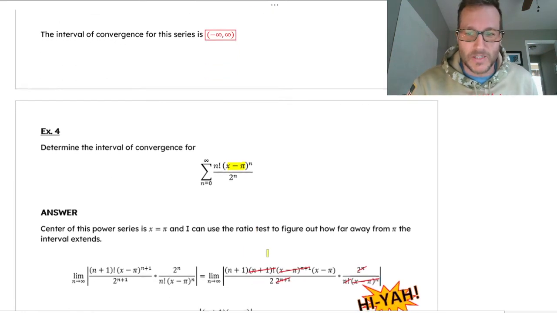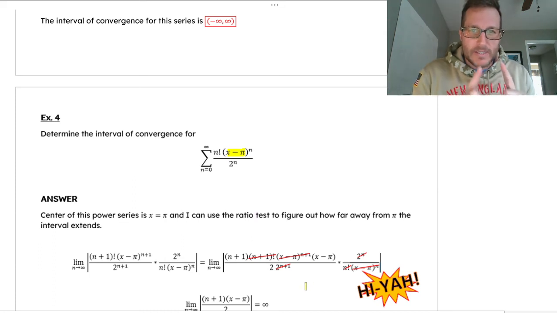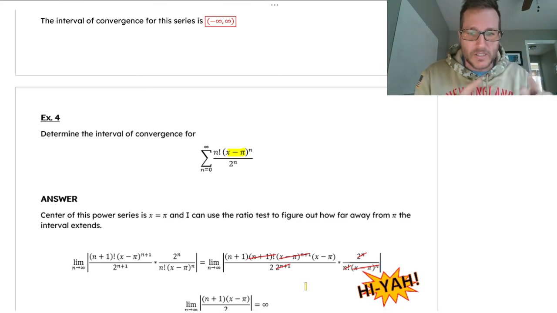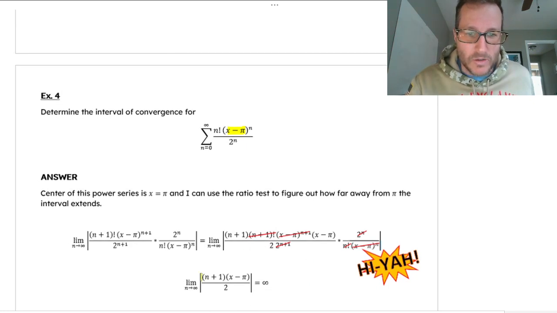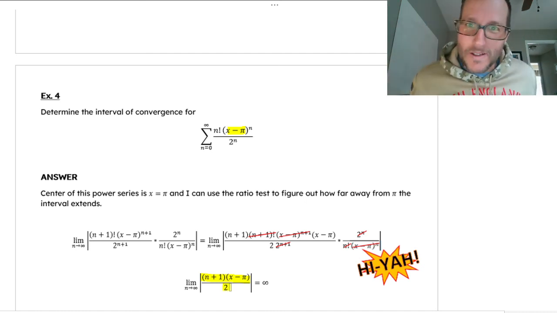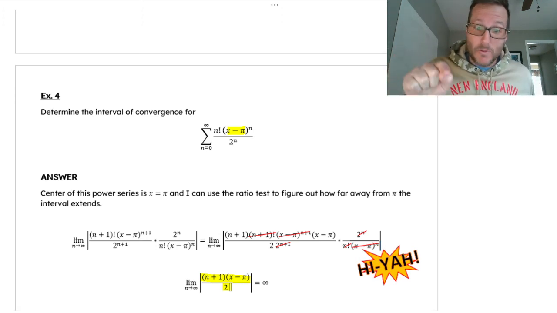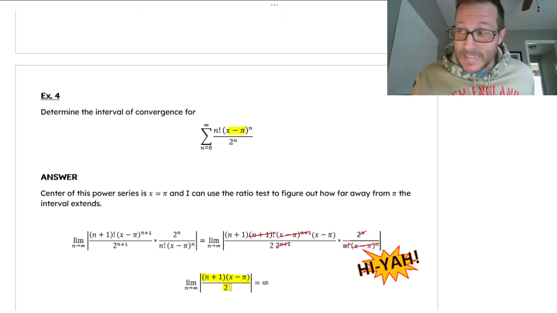All right, here's the ratio test in all its glory with the hayas included. So we're going to simplify all that algebra business, the factorials and the exponentials and the haya! We're going to get rid of it all, and we're going to simplify that ratio to n plus 1 times the absolute value of x minus pi over 2. And remember, n is going to infinity, so it doesn't matter what x is, because that ratio goes to infinity. And the last time I checked, infinity is bigger than 1. That means it doesn't matter what x is.